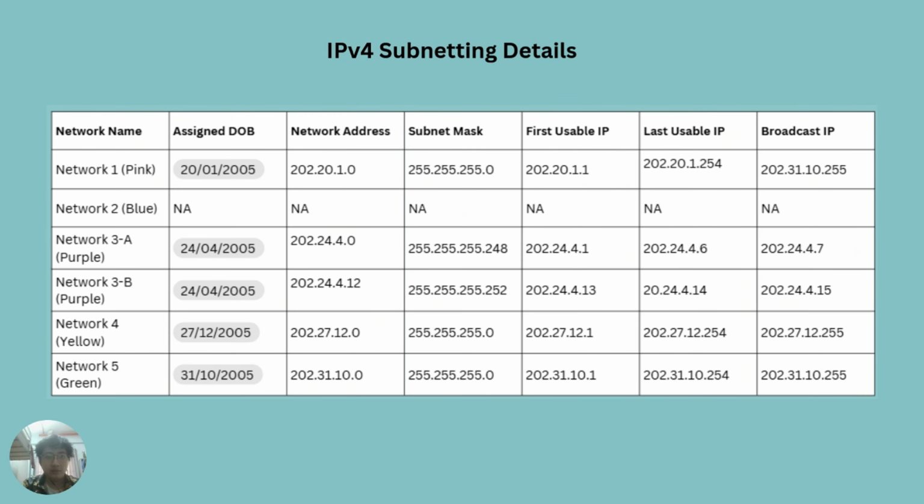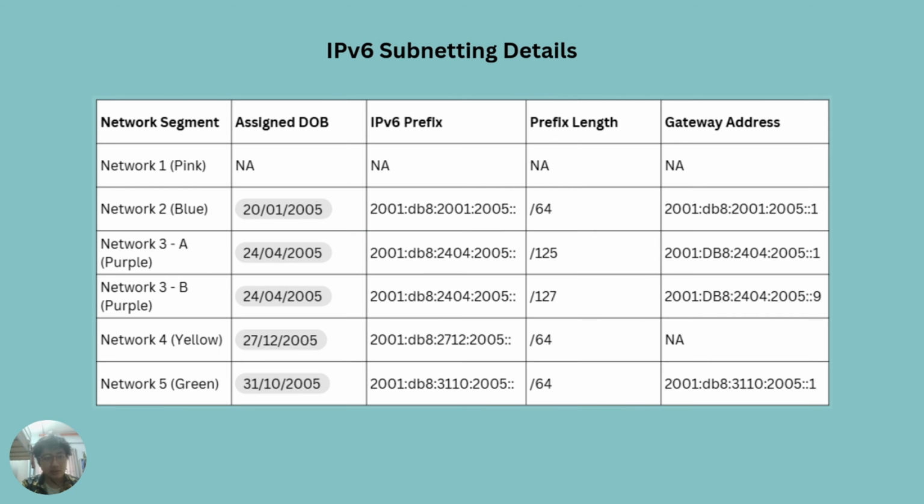Moving on to the IPv4 subnetting details, over here you can see the entire subnetting details of our IPv4 network. For network 2, you can't see any because network 2 entirely uses IPv6. So if we move on to the IPv6 subnetting details, you can see the network 2 IPv6 details. Okay, that's all from me.